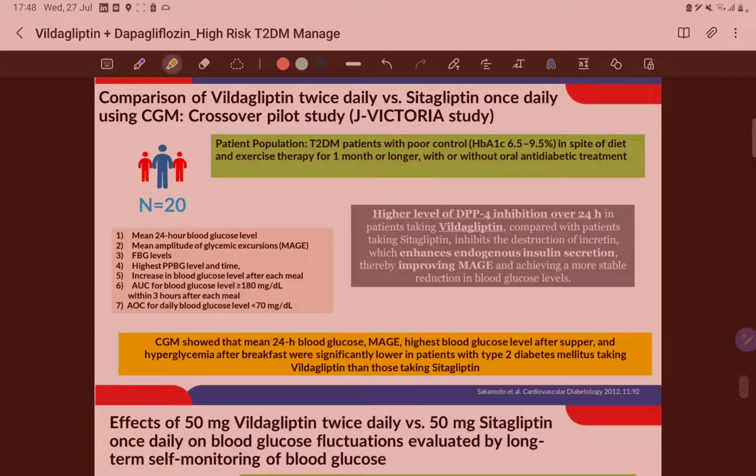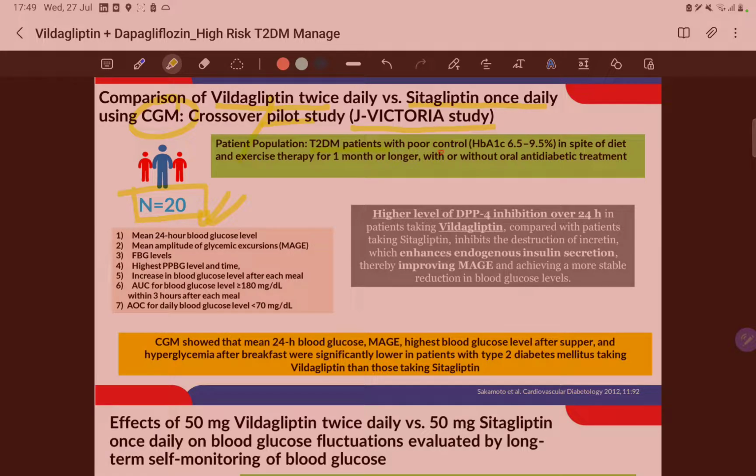Now, it is a very important trial, this J Victoria study. We can see this comparison of vildagliptin twice daily with sitagliptin once daily using continuous glucose monitoring. Okay, it was a crossover pilot study, and 20 patients were used.